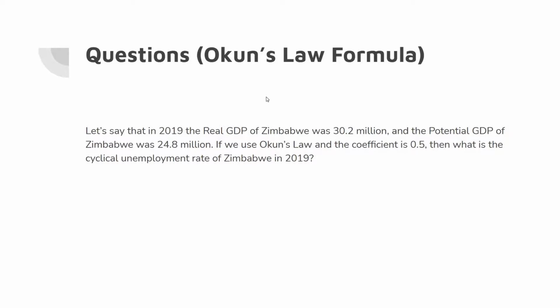So here's a question, and as a little hint, you need to use the Okun's law formula. Let's say that in 2019, the real GDP of Zimbabwe was 30.2 million, and the potential GDP of Zimbabwe was 24.8 million. If we use Okun's law and the coefficient is equal to 0.5, then what is the cyclical unemployment rate of Zimbabwe in 2019?